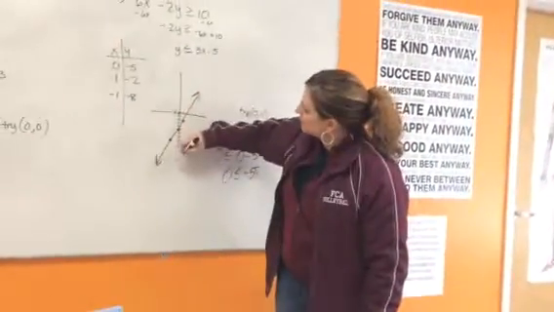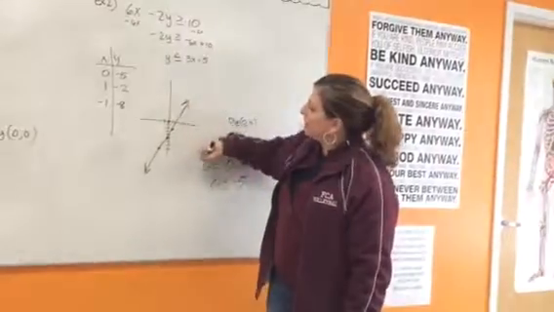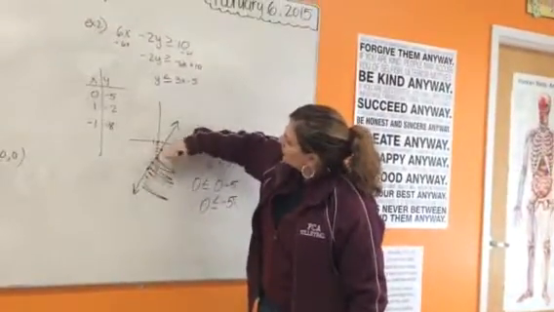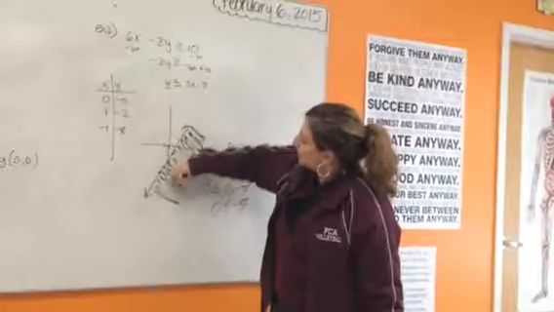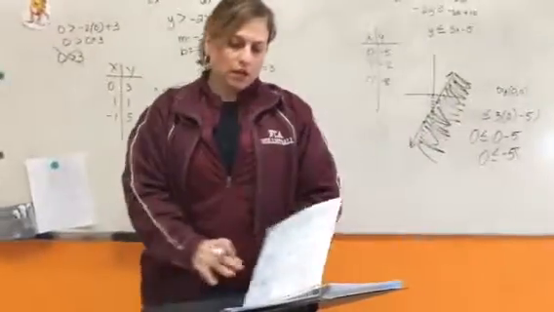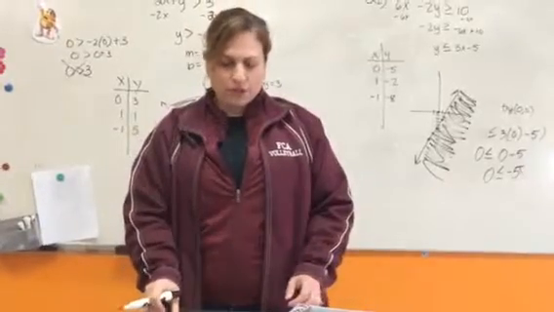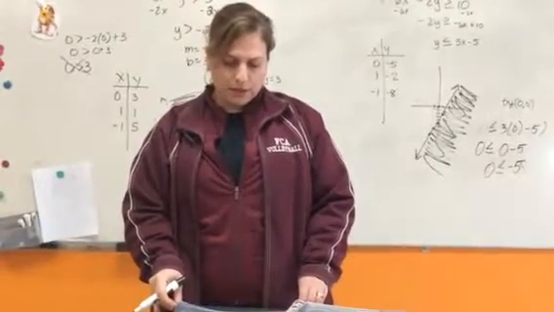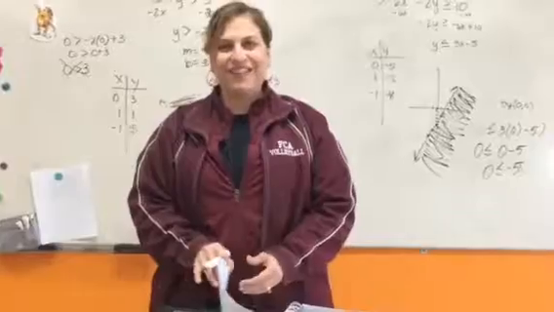So I'm not going to shade in this way. I'm going to make sure I shade in the way that doesn't include 0, 0. So that's how I shade in my graph. This is graphing inequalities. You will be doing on page 265, numbers 1 through 18. Have fun.